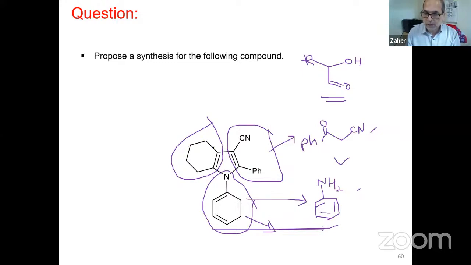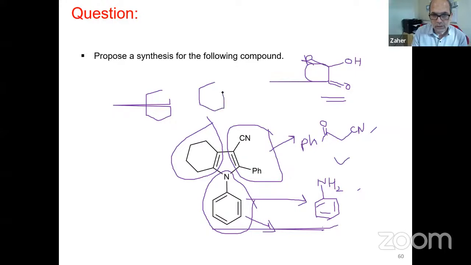Now, if you look at this one here, you will find that this is a cyclic structure. Therefore, what you would think is that this has to be a cyclic structure, and the cyclic structure is this one here. So please neglect this one, neglect all of it.